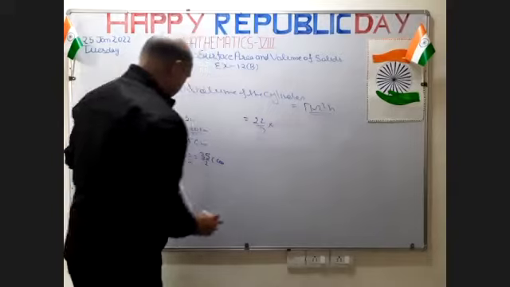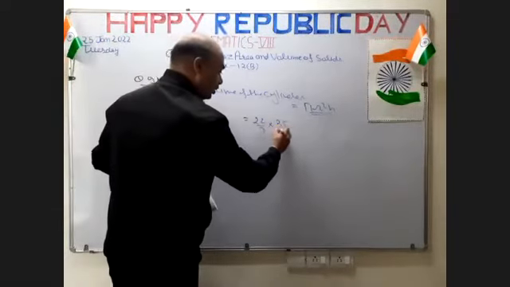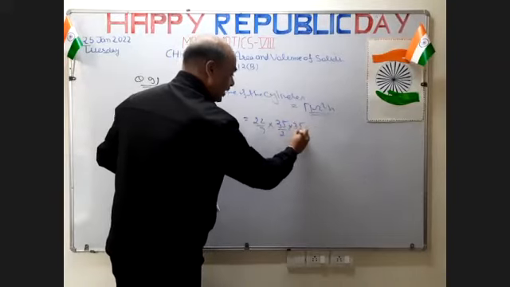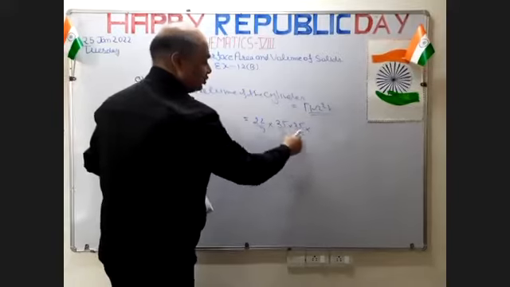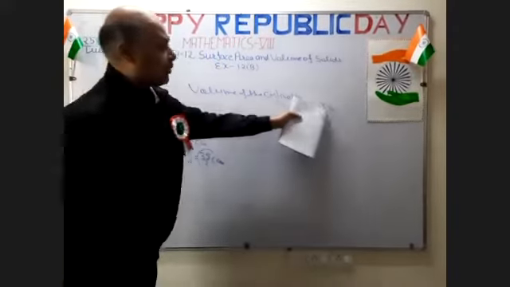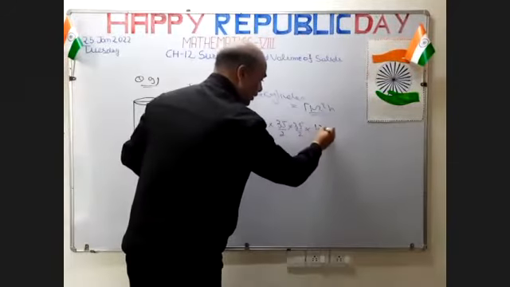What is the radius? Radius is given 35 by 2. Right here 35 by 2 and 35 by 2. I write 2 times because r square is there. So this is the reason I write radius 2 times. Now it's going to multiply by height, and height is given 120 centimeter. So right here 120 centimeter.